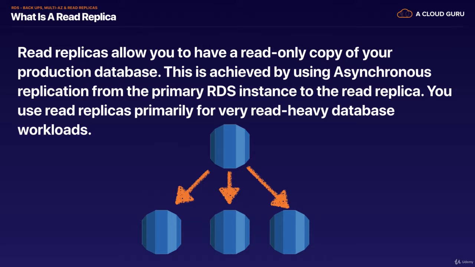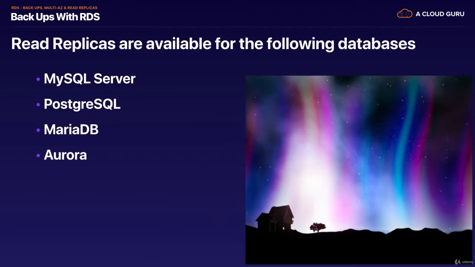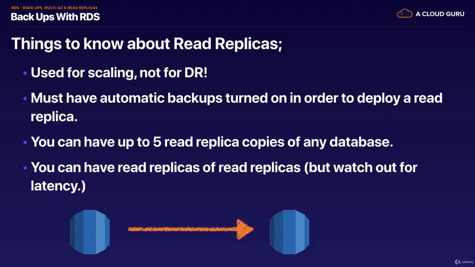And you can use read replicas primarily for very read-heavy database workloads. Where you're going to see this come up in the exam is it will talk about how you can improve performance for a database. There are two ways you can do that: you can go in and add read replicas, and you can also start using ElastiCache. We're going to have an ElastiCache lecture coming up as well, but that's where you're going to see read replicas come up in your exams. And read replicas are available for MySQL Server, PostgreSQL, MariaDB, and Aurora.